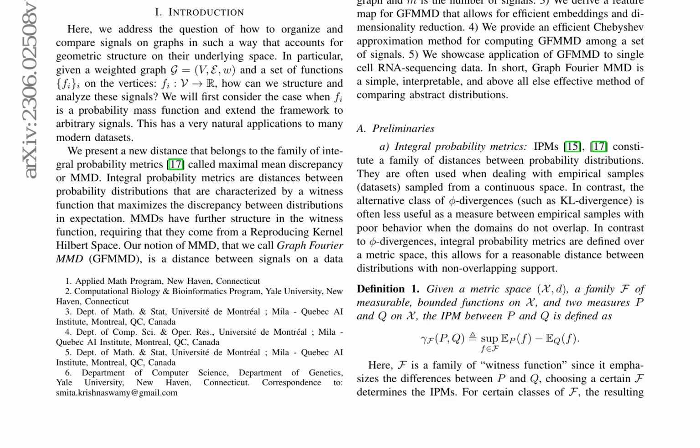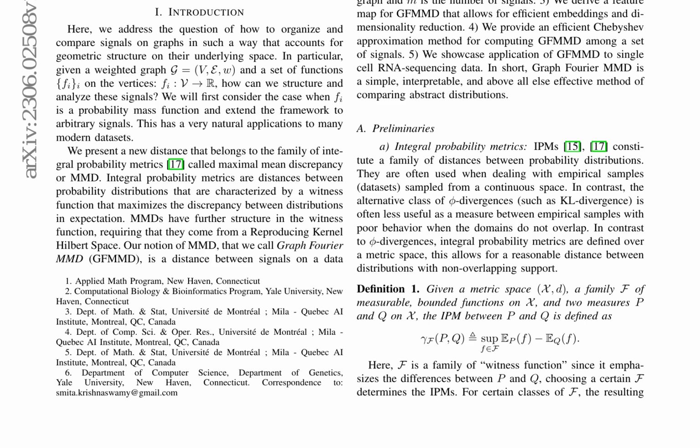The authors begin by introducing the concept of integral probability metrics, IPMs, which are distances between probability distributions characterized by a witness function that maximizes the discrepancy between distributions in expectation. They then define GFMMD as a specific type of IPM that borrows notions from optimal transport but does not require a distance metric, making it applicable to any undirected graph with non-negative affinities.